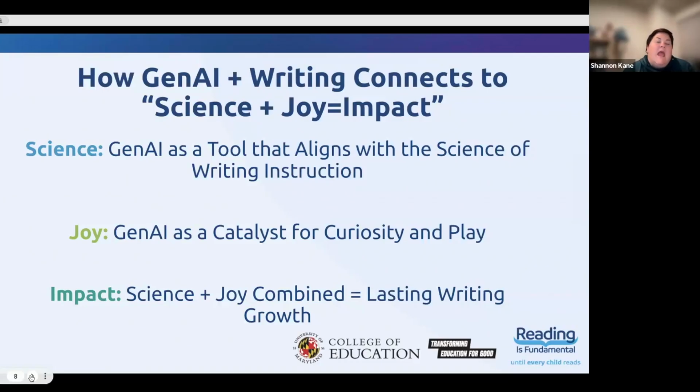It can be messy. And sometimes I think we lose sight of that with all of the pressures of standards and teachings. But here's a space that's created by using this tool that allows us to actually have fun. And so when we combine these things, right? Research, best practice with this idea of fun and joy, and this isn't this drudgery and this horrible, boring task, all of a sudden our students are motivated and we see this lasting writing growth.